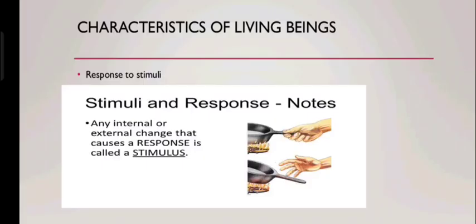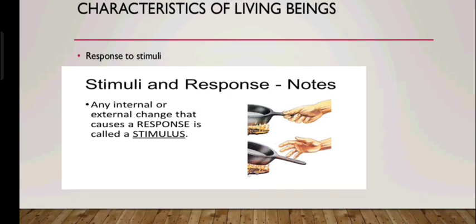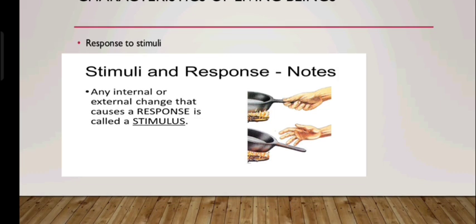Okay, the next characteristic of living beings is response to stimuli. Every living organism will respond to a stimulus by modifying its behavior or what it is doing, depending on what it is doing. Every living thing will respond to changes in temperature, light, smell, etc.